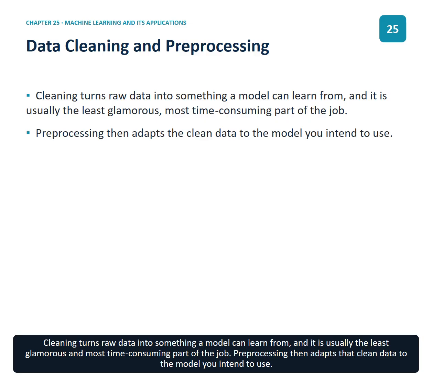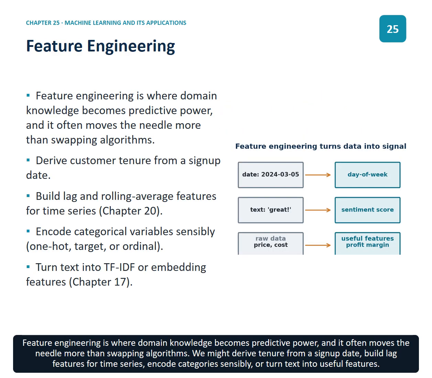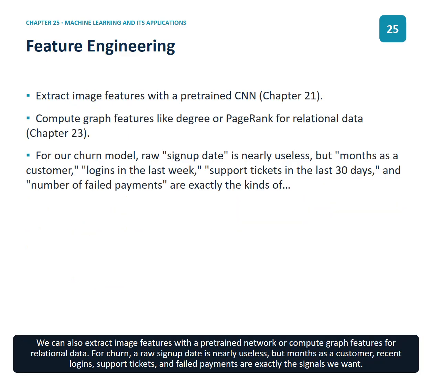Pre-processing then adapts that clean data to the model you intend to use. Feature engineering is where domain knowledge becomes predictive power, and it often moves the needle more than swapping algorithms. We might derive tenure from a sign-up date, build lag features for time series, encode categories sensibly, or turn text into useful features. We can also extract image features with a pre-trained network or compute graph features for relational data. For churn, a raw sign-up date is nearly useless, but months as a customer, recent logins, support tickets, and failed payments are exactly the signals we want.